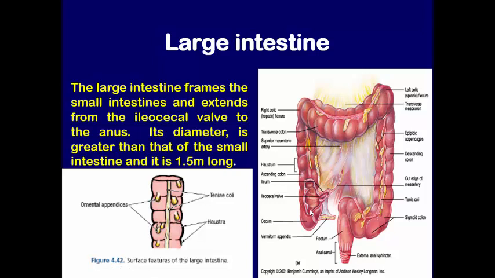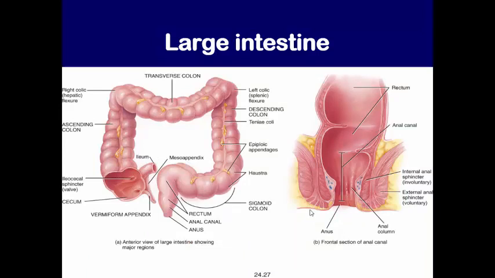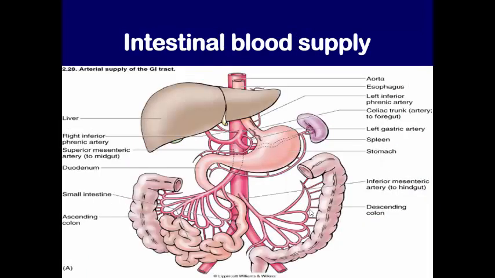The blood supply of the colon is derived from the ileocolic, right colic, and middle colic branches of the superior mesenteric vessels.